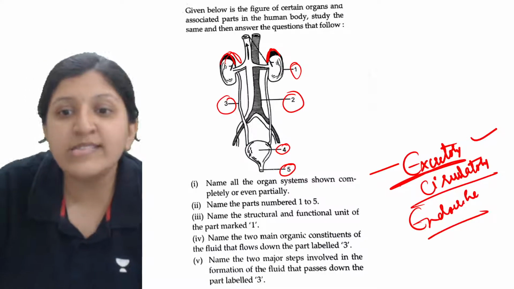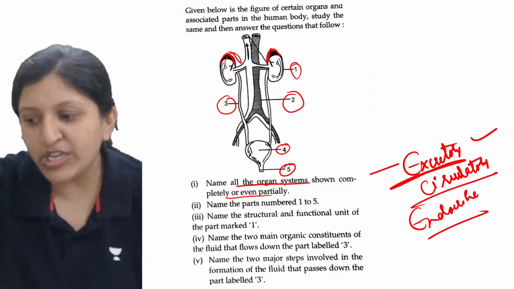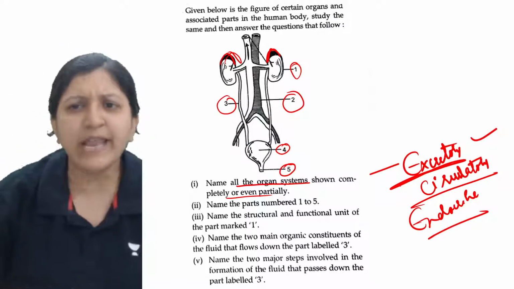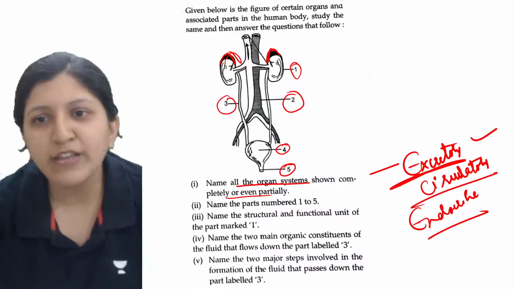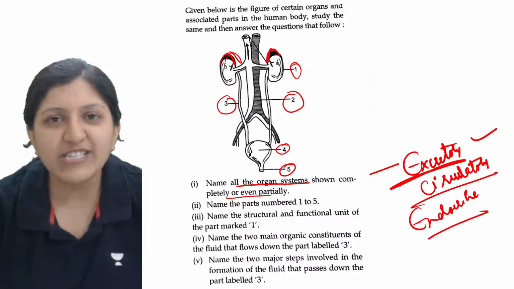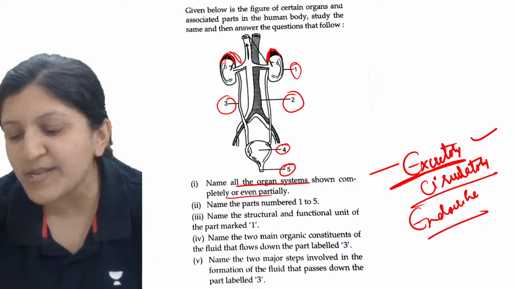So what is asked here? Name all the organ systems shown completely or even partially. So you can see all these three systems. And is there any other system that you can see here? Do you see any neurons? Do you see any digestive system related one? So no, right? So it is only excretory, circulatory and endocrine.